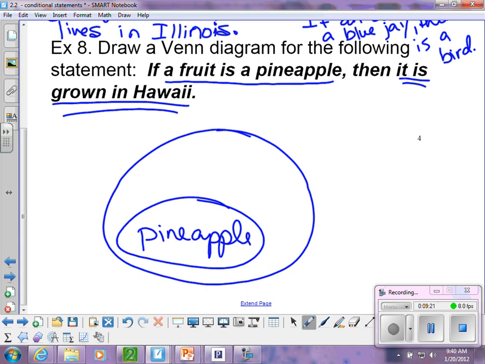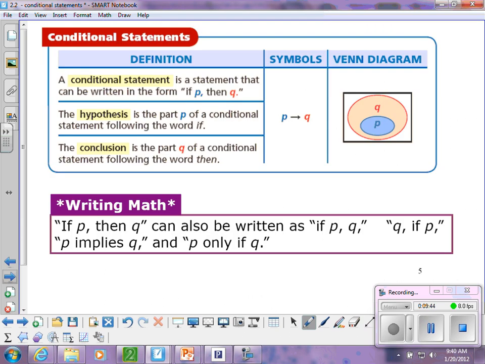You can't just put Hawaii. What about it? Did somebody throw it in Hawaii? Did somebody kick it, punt it? What'd they do? No, it's grown. It's grown in Hawaii. So sometimes you have to include more than one word, okay? Sometimes you don't. Like up there, blue jays and bird, that got it all in there, right? All right, so we already talked about this.